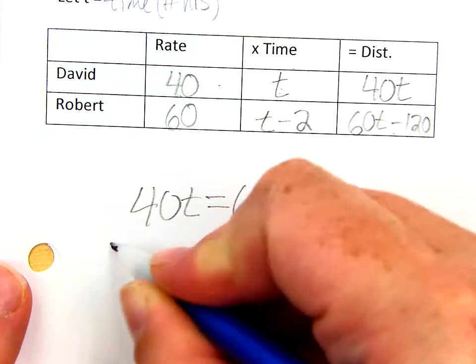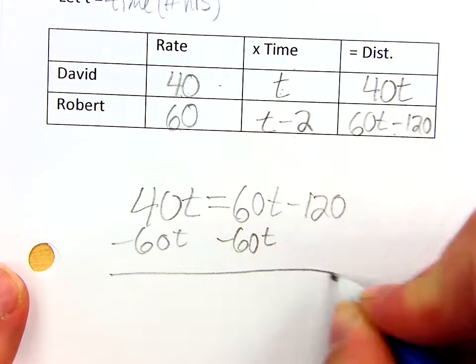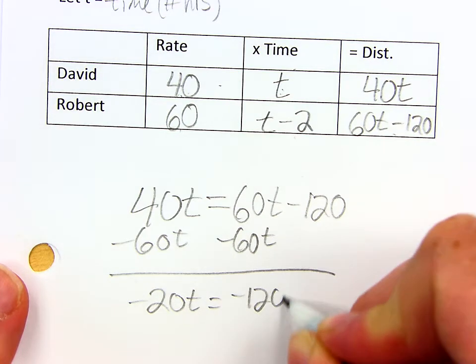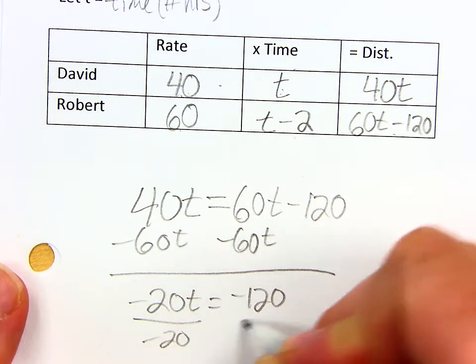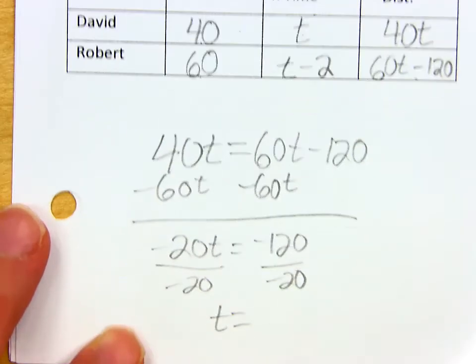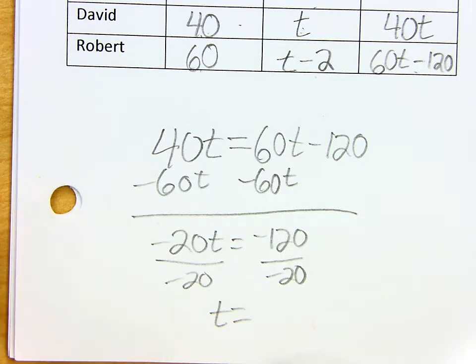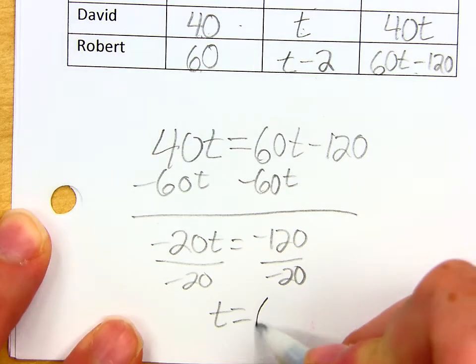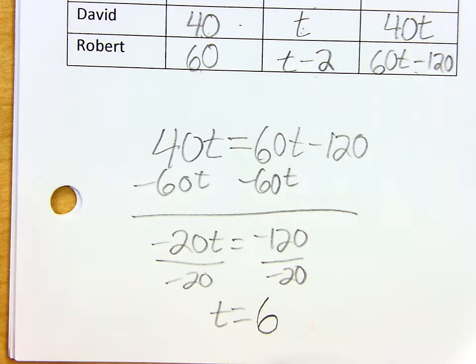Let's solve it. Minus 60t from both sides. That's a negative 20t equals negative 120. Divide both sides by negative 20. Watch your negatives. What does this turn out to be? Not 60, it's 6. Which makes sense. I can't have negative time.